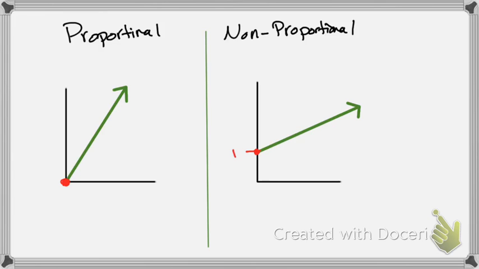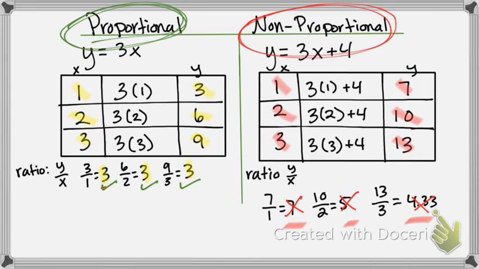That could have been a 1 if we counted these. So proportional, they start at 0, 0. Non-proportional, they start somewhere else. Non-proportional, they always have that extra addition to something else.